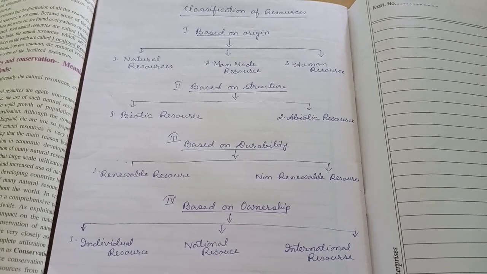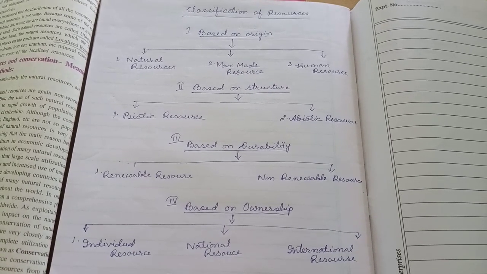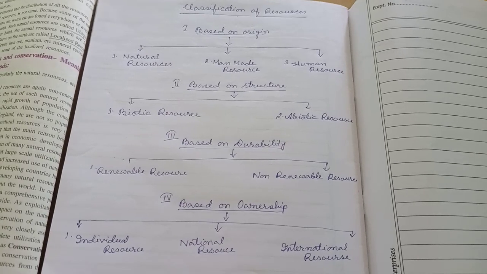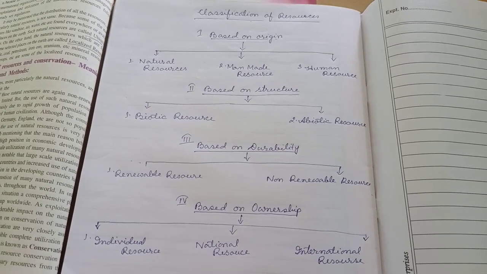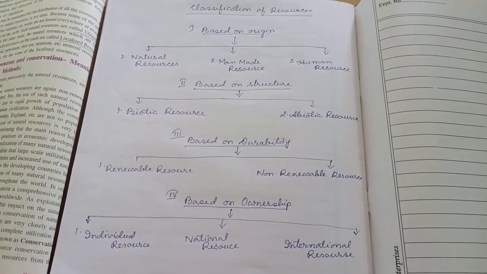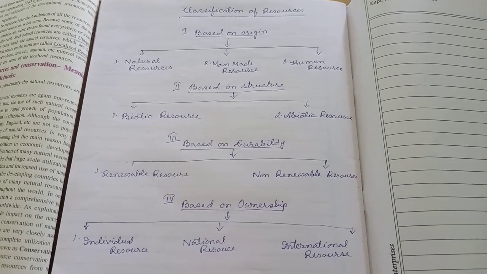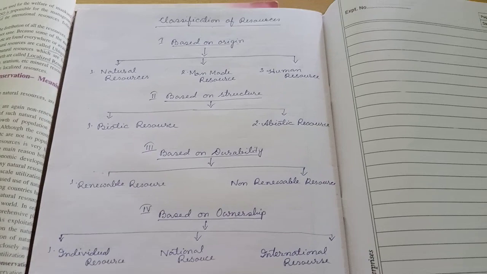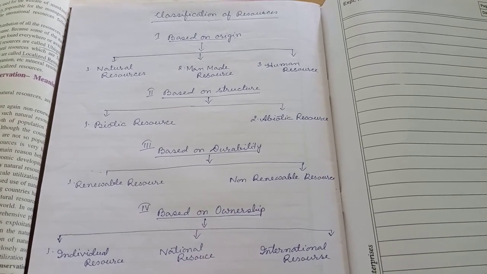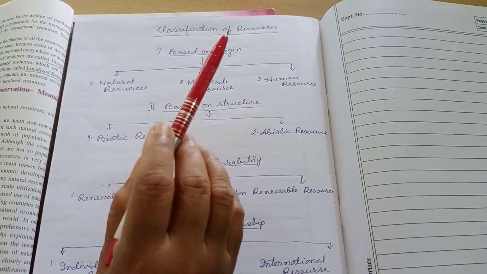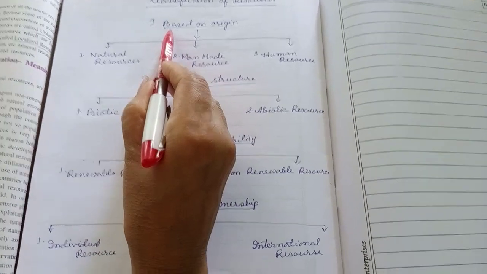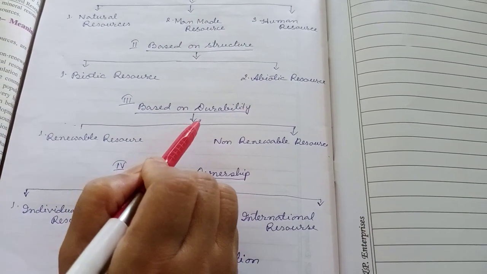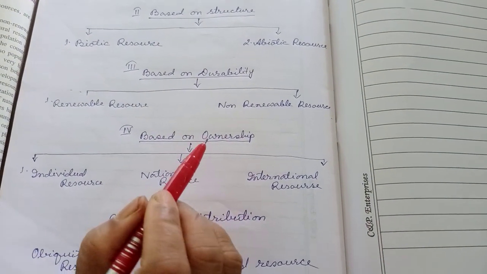Today is my first class, and today I am going to discuss the classification of resources. In section A, I have already done this portion, but for section B students, today I am repeating it again. Already in the class I have mentioned that broadly resources can be divided into four parts: based on origin, based on structure, based on durability, and based on ownership.